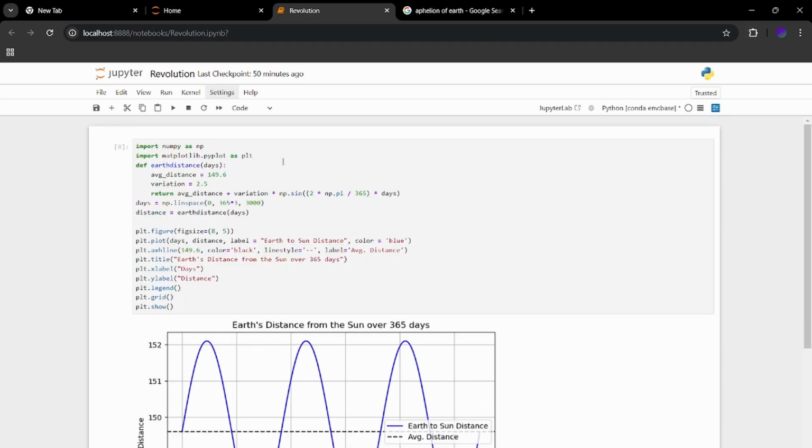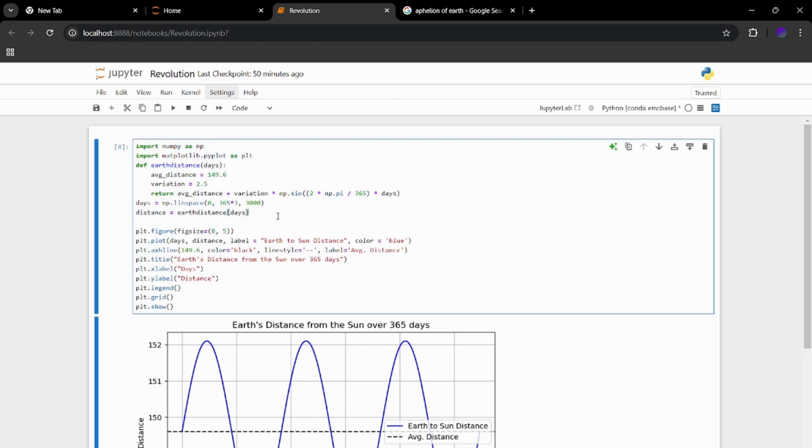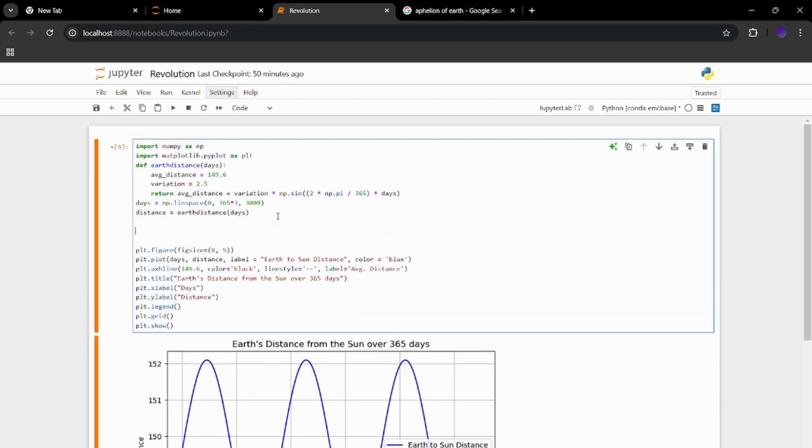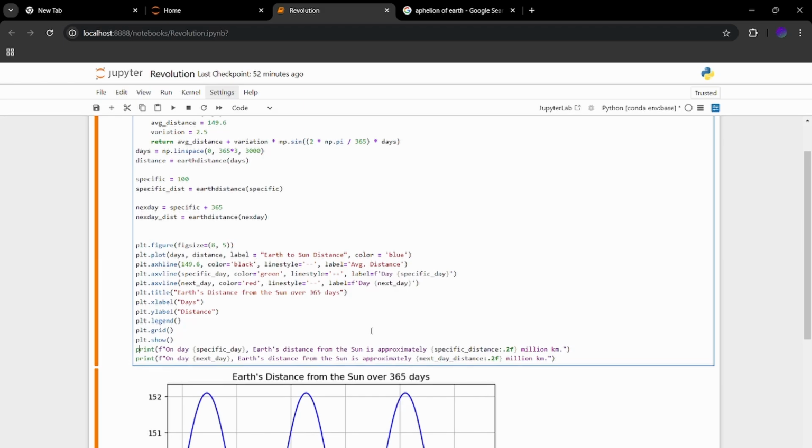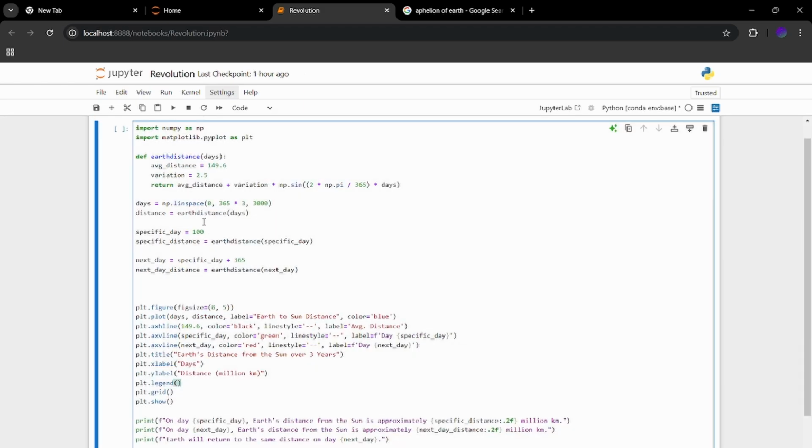Right, now to actually prove that this graph itself is periodic, I'm going to add a few lines of code that checks the distance from the Earth during specific points of the day. Alright, so let me quickly explain what I've done here. I've taken a specific day in the graph, here let's say day 100, and I wanted to find out what the distance of the Earth is during the specific day.